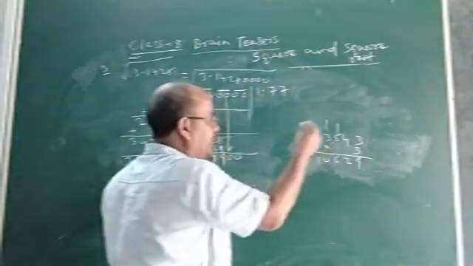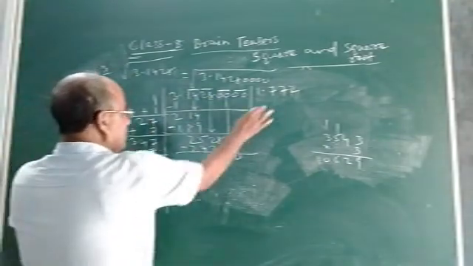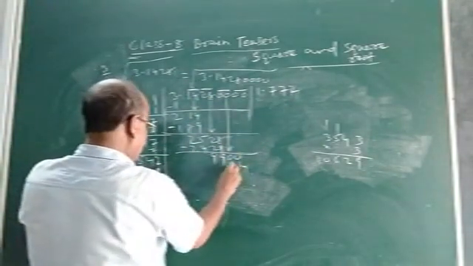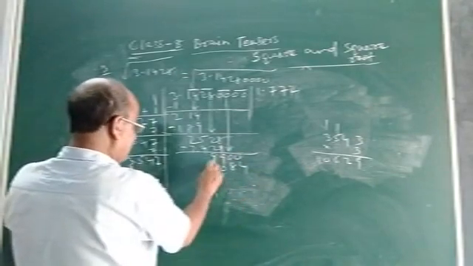So as we cannot put 3, definitely we have to put 2. So put here 2 and 2. Now 2 2s are 4, 2 4s are 8, 2 5s are 10, carry 1, 2 3s are 6 plus 1, 7.